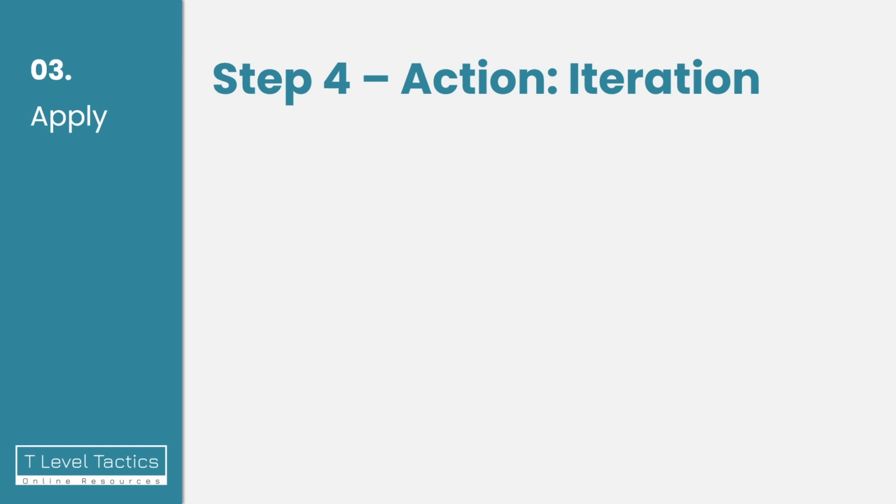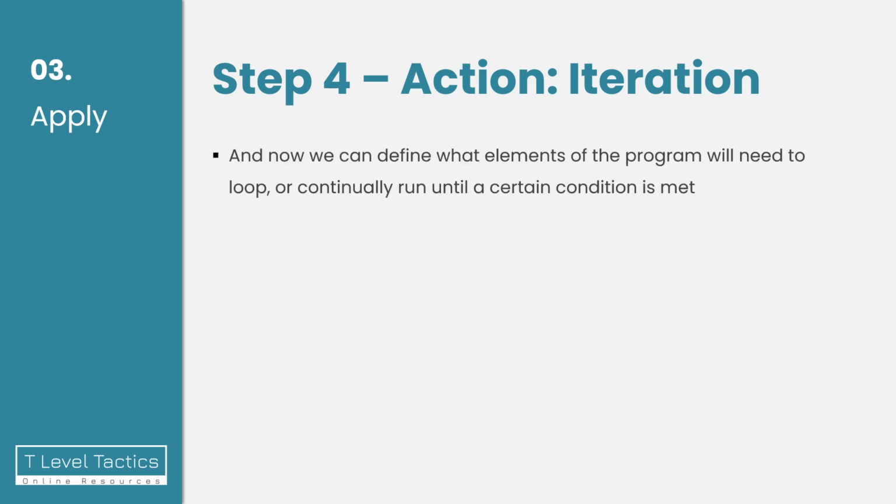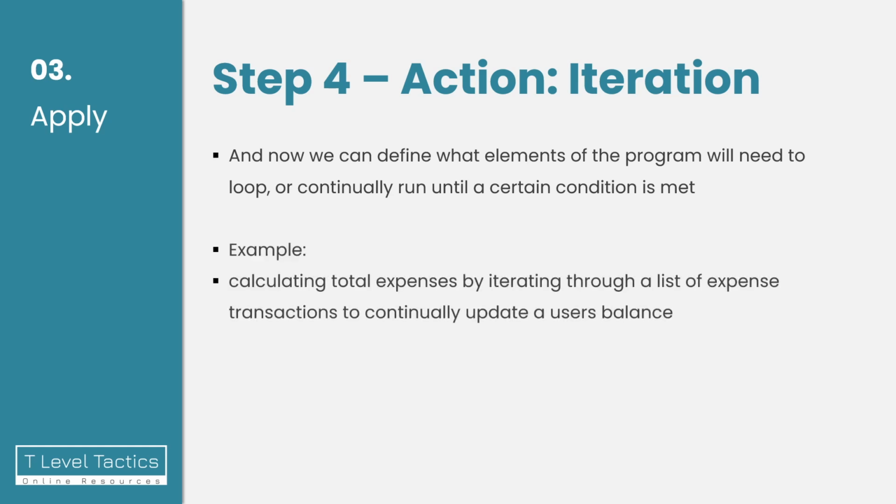And in iteration, now we can define what elements of the program will need to loop or continually run until a certain condition is met. For example, calculating total expenses by iterating through a list of expense transactions to continually update a user's balance, rather than them having to press a button to calculate it manually.